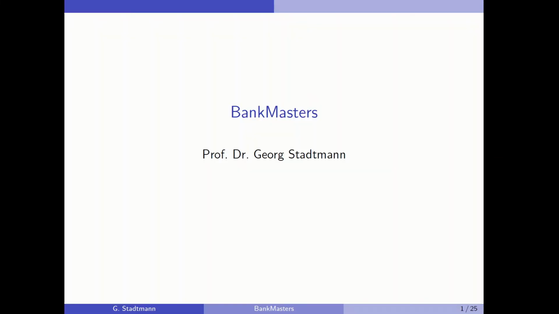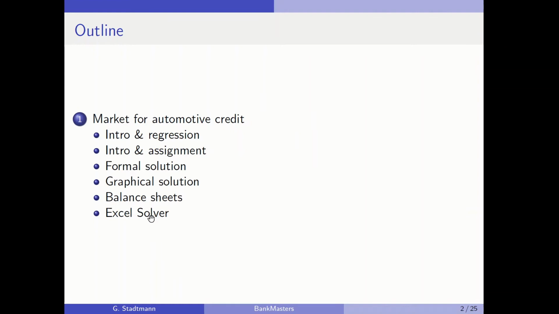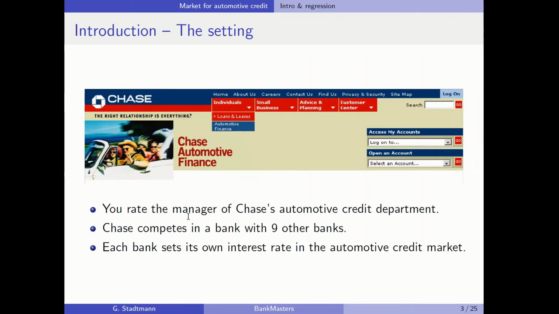In this lecture, I would like to go through a case study where you should act as a bank manager and you should optimize the operations of one bank. You can see here the structure of this chapter. In the first step, we'll do a regression analysis. Afterwards, we'll talk about the assignment questions. We'll talk about a formal solution, a graphical solution. We'll do the bookkeeping and create a balance sheet. And afterwards, we will use the Excel solver to come up with the same solution as in the formal part or the graphical part. Let's have a look at the setting.